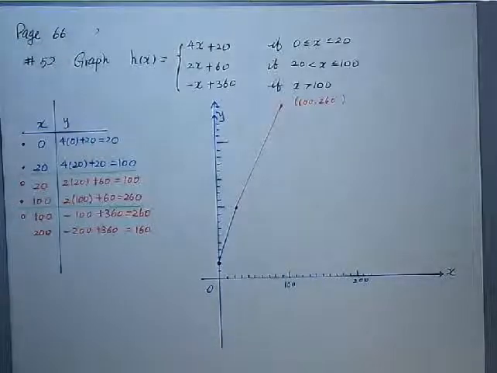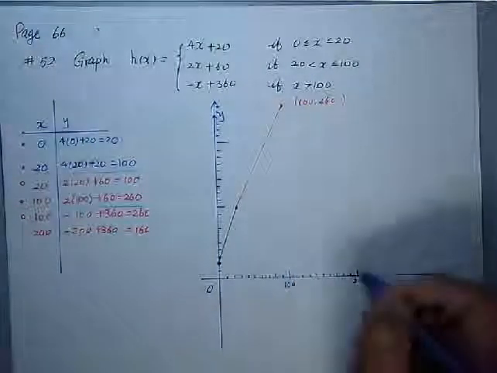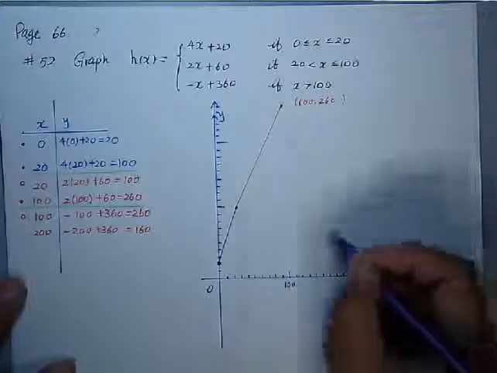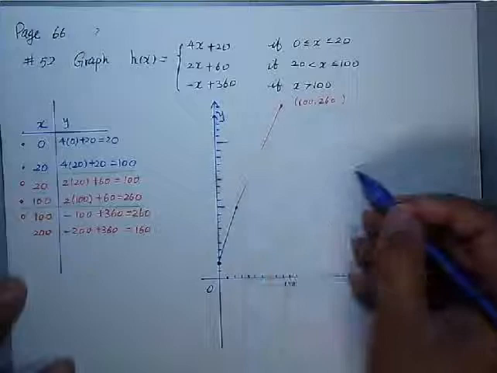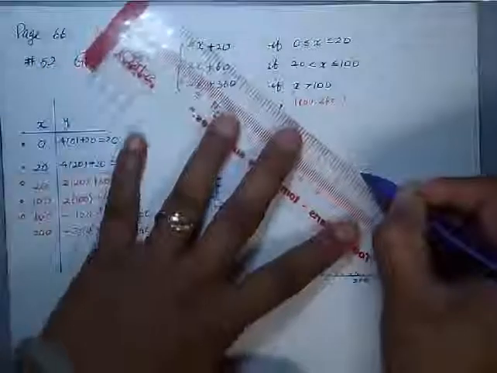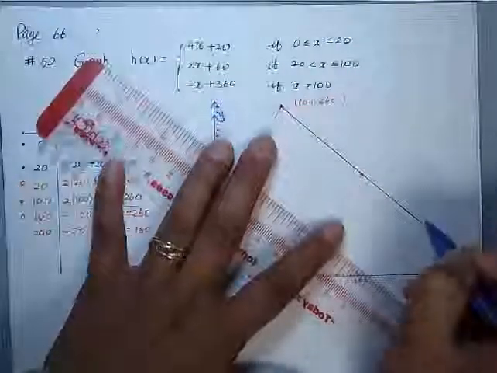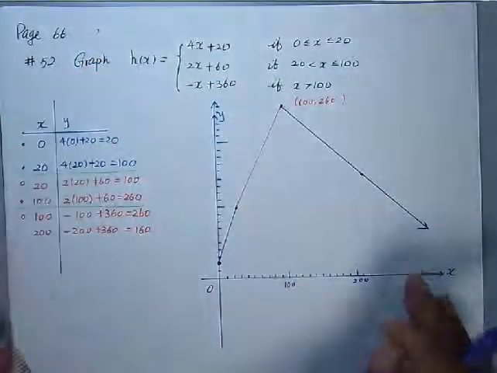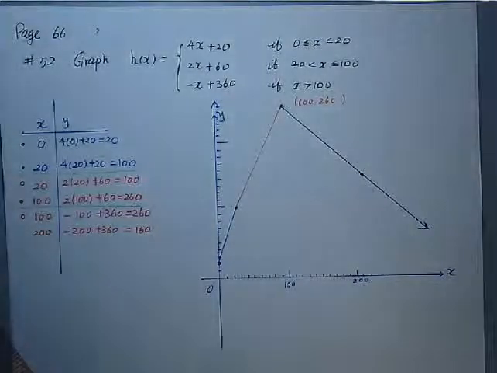The third piece, I'm going to use a purple line, x equal to 100, still this point, and x equal to 200, that will drop down to 160. Right here. And this is greater than, right? So we'll be going to infinity on this side. So that is piecewise functions, and I will see you next time.